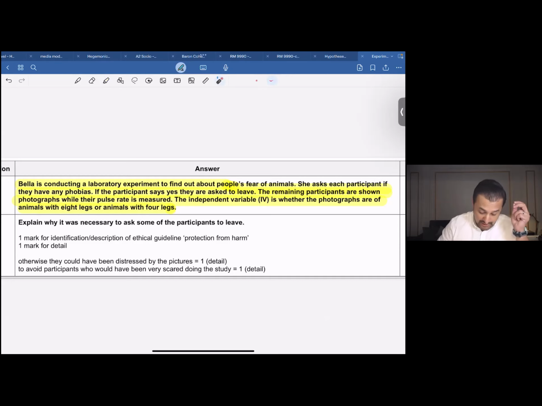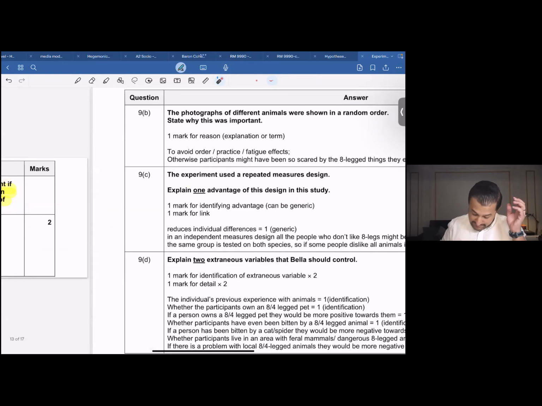Now, read it again. Bella is conducting a laboratory experiment to find out about people's fear of animals. She asks each participant if they have any phobias. If the participant says yes, they are asked to leave. The remaining participants are shown photographs while their pulse rate is being measured. Sorry, the independent variable is whether the photographs are of animals with 8 legs or animals with 4 legs.